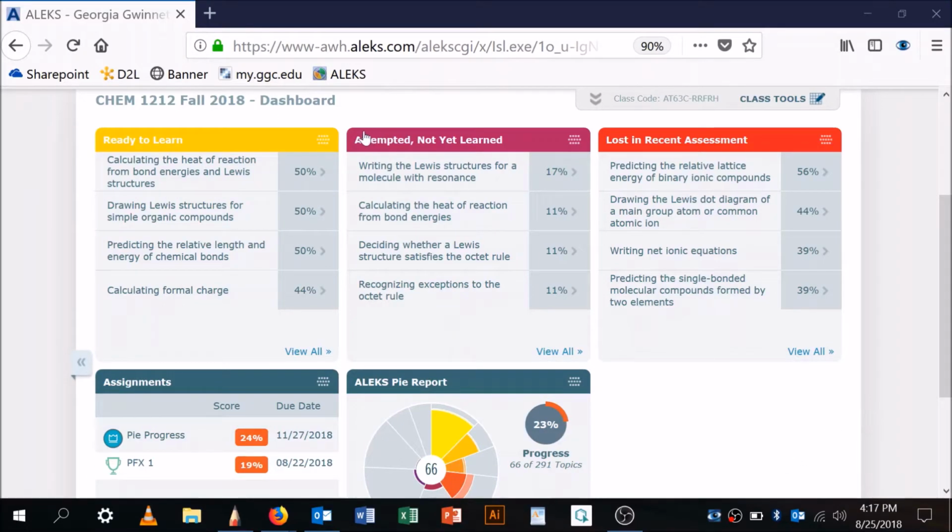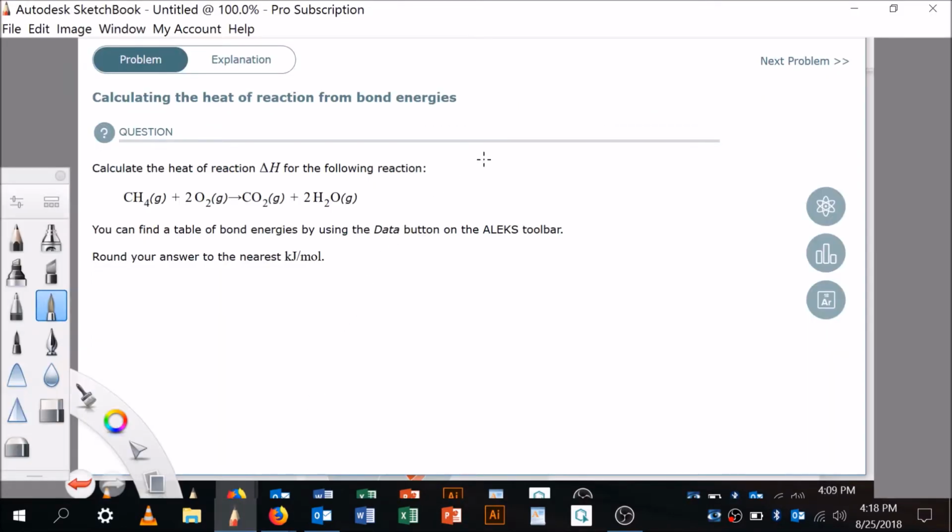Okay, so I'm going to topics attempted and not yet learned. It looks like about 10%, 11% of the class attempted calculating the heat of reaction from bond energies, but not successfully. So I've already set up this on my whiteboard, so I'm not going to click it, but let's pretend like I'm clicking it and come over here. The reason I did that is because I need to access a table, which I can't get from that window, so I had to get a different way.